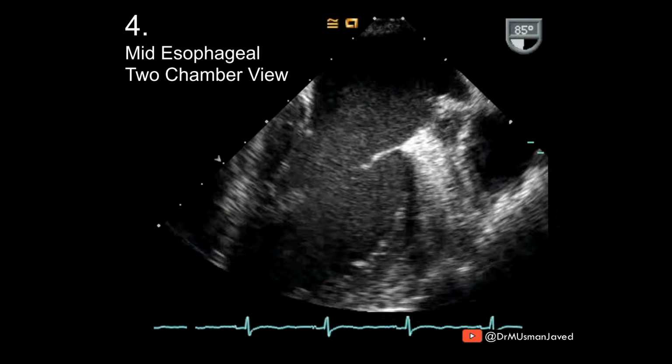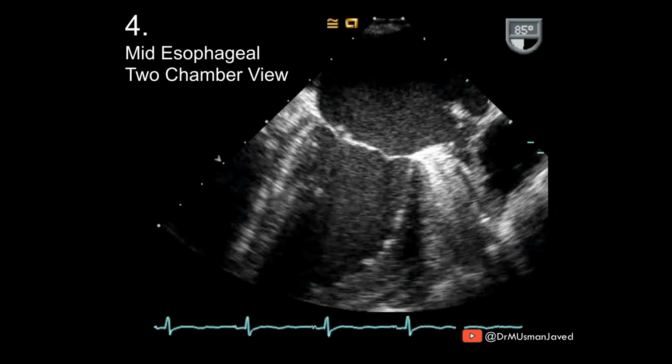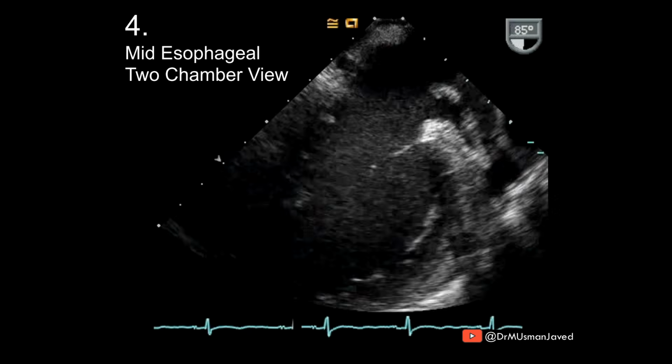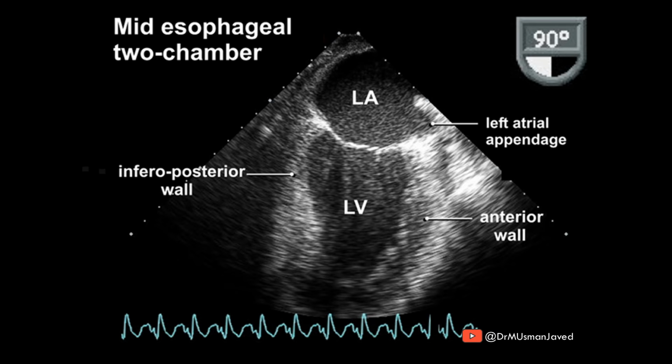With only minor physical manipulation of the probe, the omniplane angle should be rotated forward to between 80 and 100 degrees. The left atrium, top, and left ventricle, bottom, will both be visible. The anterior and inferior walls of the left ventricle will appear on the right and left of the screen, respectively. The left atrial appendage will be visible and can be assessed for clots.